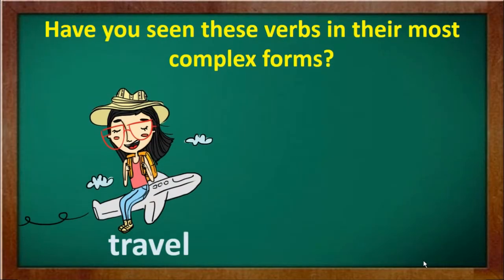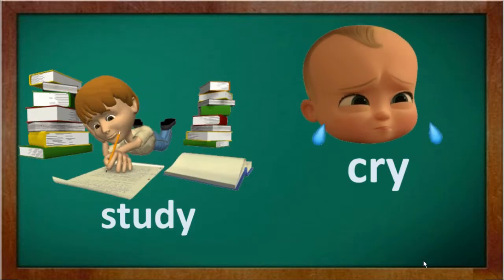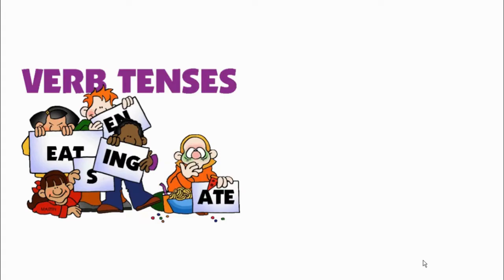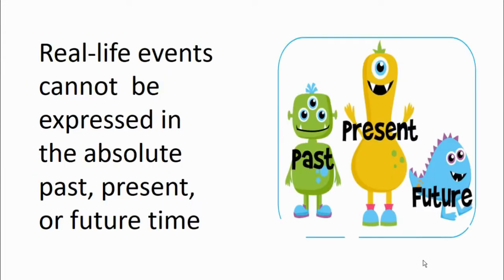Travel, swim, study, and cry. Often, when we talk about verbs, we think of tenses, which tell us how an action relates to the flow of time. However, a lot about real-life events cannot be expressed in the absolute past, present, or future time.